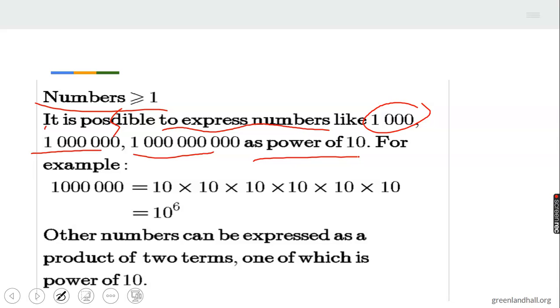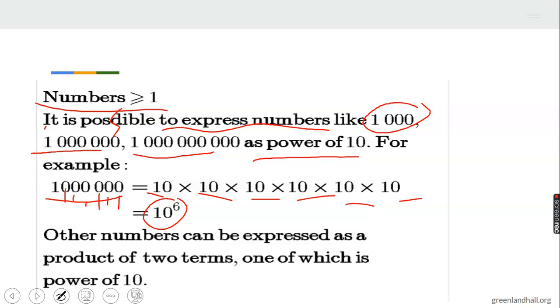For example, when you have 1 million, you count the number of zeros that you have there. Number of zeros means number of 10s that you have in that number. Like now we have 1, 2, 3, 4, 5, 6. That means we have 10 multiplied in 6 places. This is 10 times 10 times 10 times 10 times 10 times 10. That means we have 10 raised to power 6 when we write it in index form.